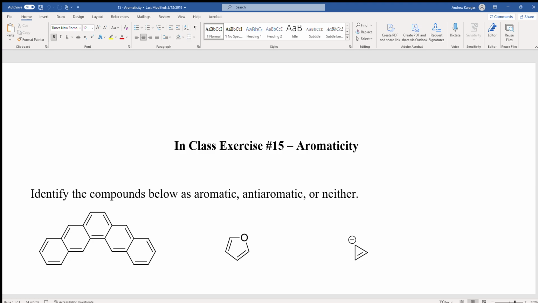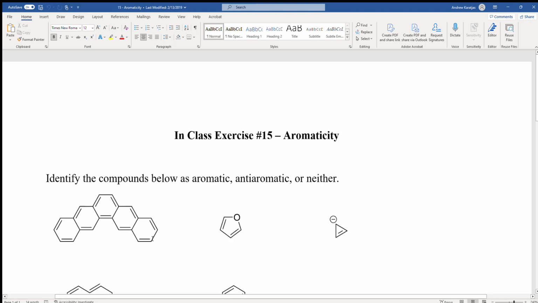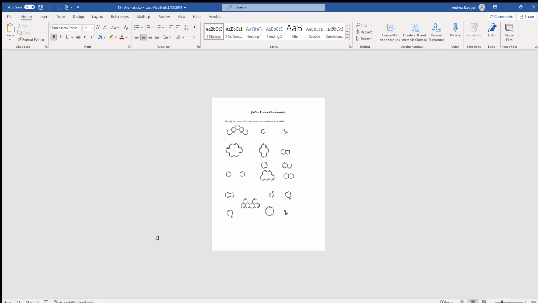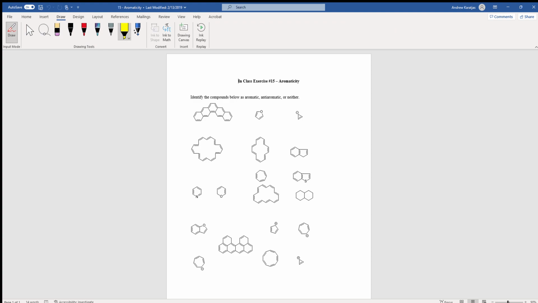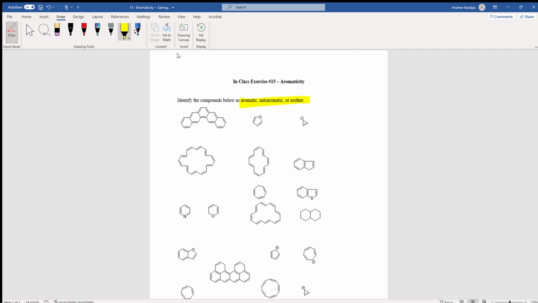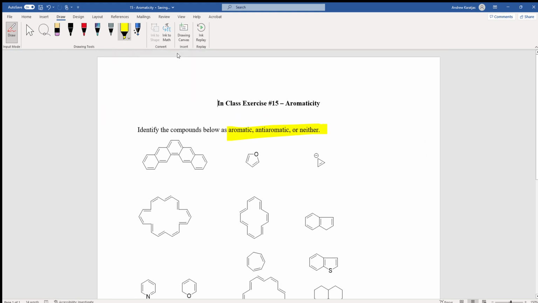In this in-class exercise, as you can see, we have a whole bunch of structures drawn. And I've just given you one question to answer here that applies to all of these structures. For each of these compounds, are they aromatic, are they anti-aromatic, or do they qualify for neither? In order to do that, we should briefly review our rules.